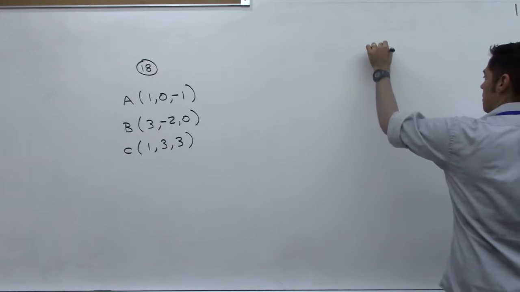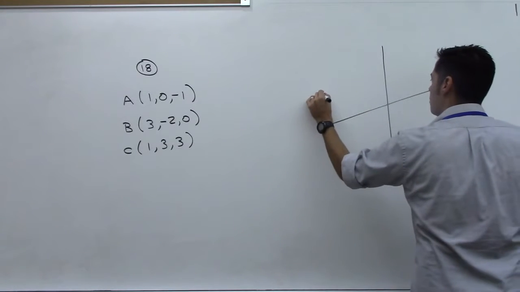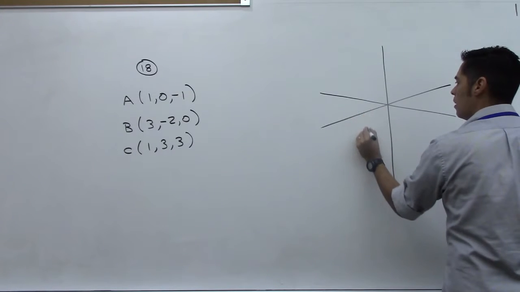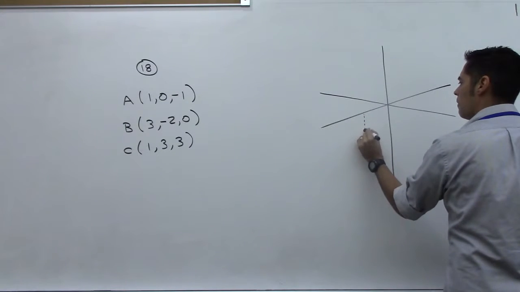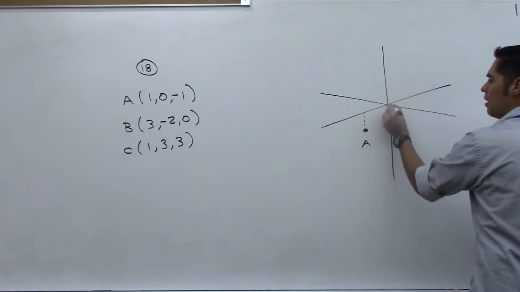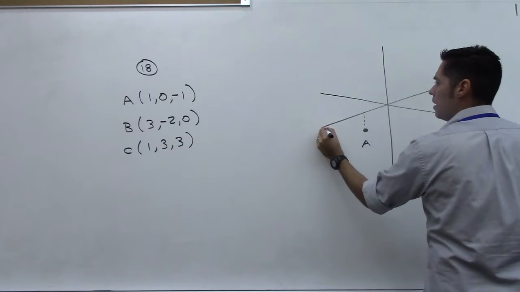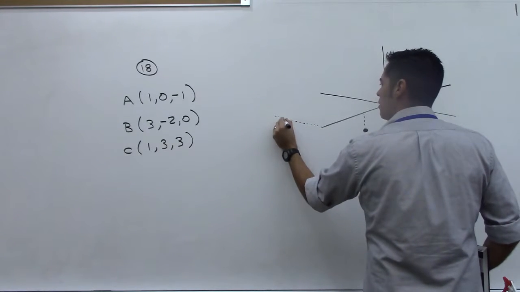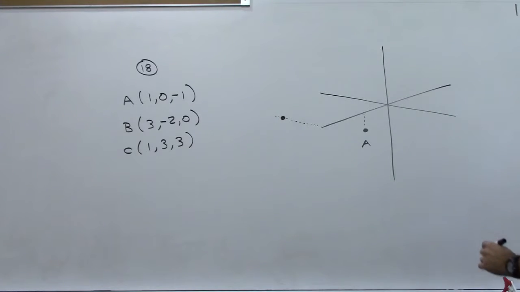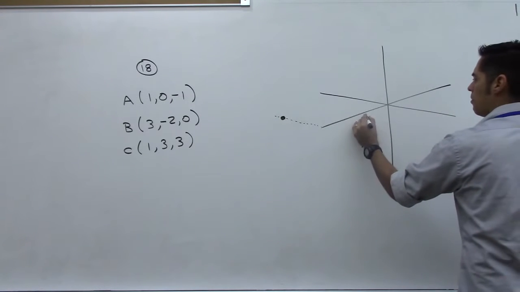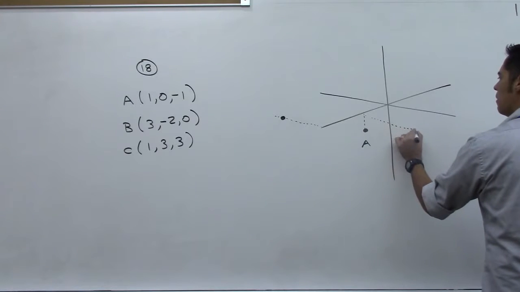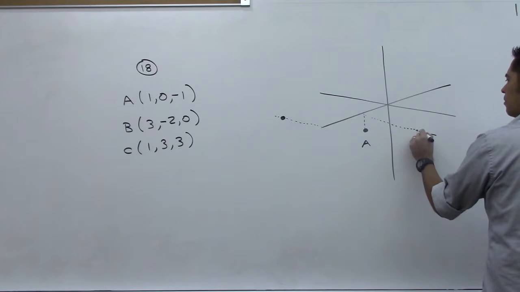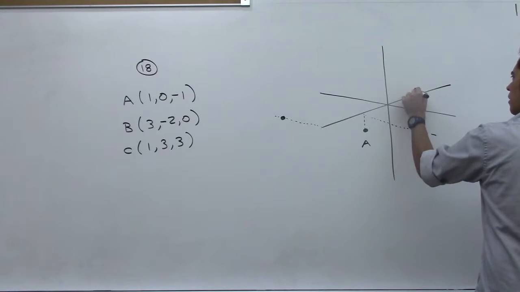So you don't need to do this, but I'm just going to do it for fun. Try and draw this. You go out, let's see, 1, 0, negative 1. That's A. 3, 1, 2, 3, negative 2, and then 0, that's here, and then 1, 3, coming this way. So maybe like 1, 2, 3, and then up 3, somewhere around there.